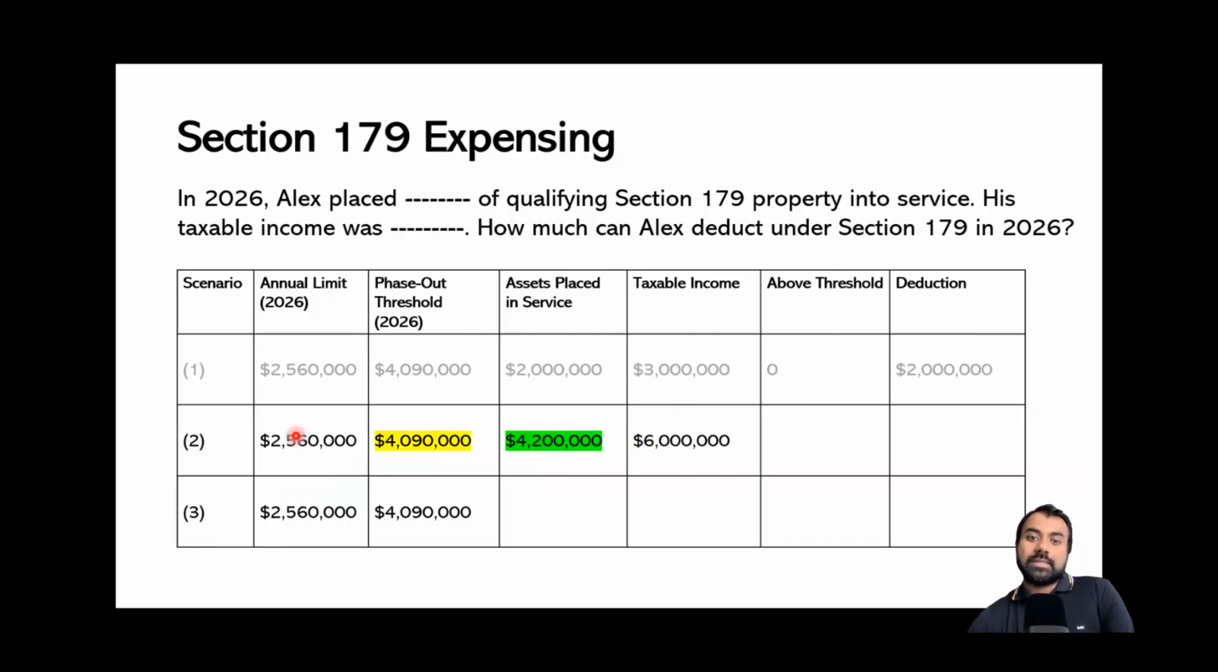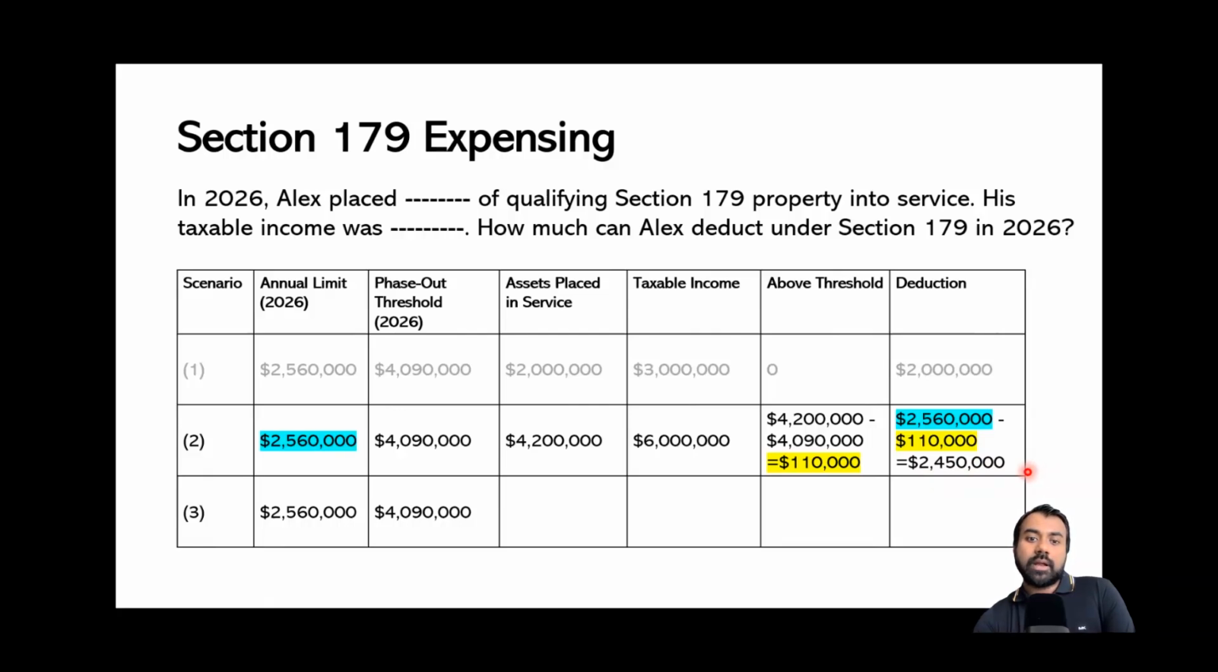So this 2.56 million still survives. Now let's think about the third test. How much did we put in service above the threshold? We clearly put something above the threshold, so we'll have to subtract this number from this number. And once we do that, we see that our assets placed in service above the threshold is $110,000. What that means is rather than taking this full 2.56 million, Alex now has to take a lower amount, lower by $110,000. So once we do the math, Alex's deduction under section 179 is going to be 2.45 million.